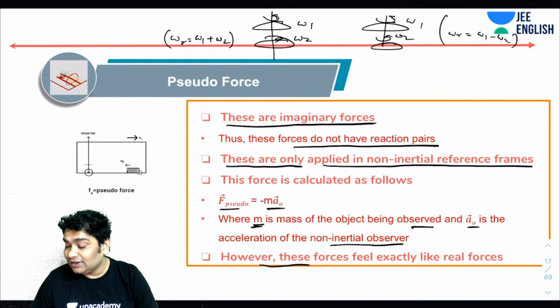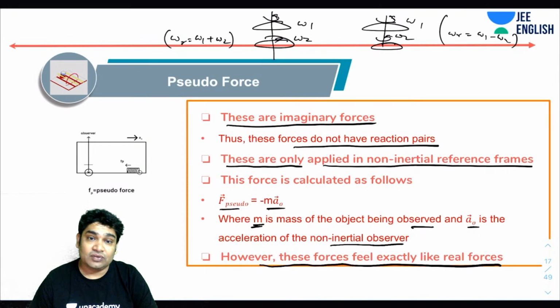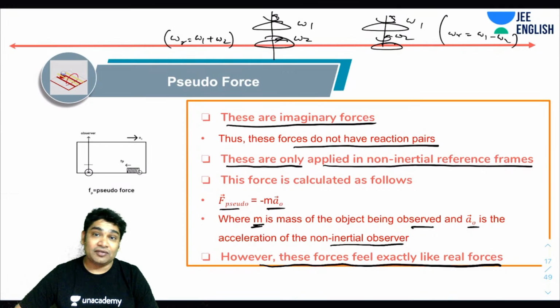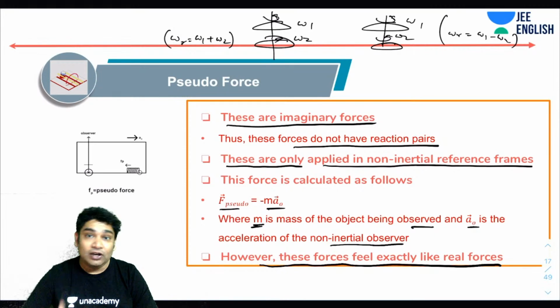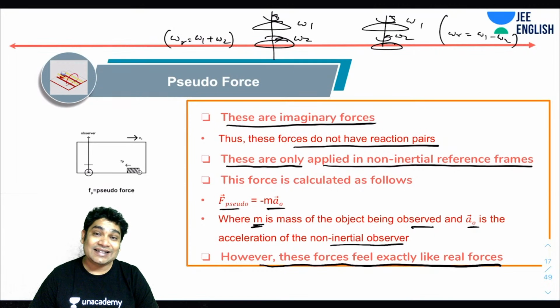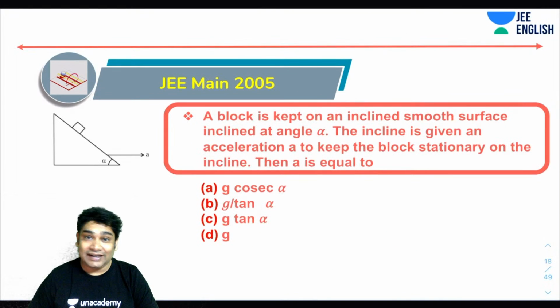Now, as I said, these forces do feel real. In fact, this was a consequence in Einstein's general theory of relativity that pseudo forces, the way they feel, though they're not real forces, they don't exist, but they give you a feel of a real force, and that feel is indistinguishable from the force of gravity. So any pseudo force feels exactly like the force of gravity. Okay, so they can feel very real. And when do we apply them? We apply them in non-inertial frames. So let's take up an example.